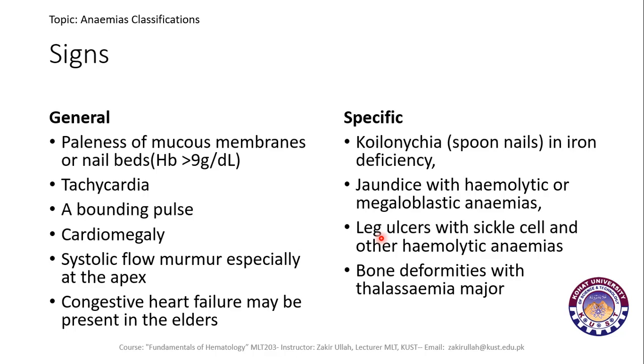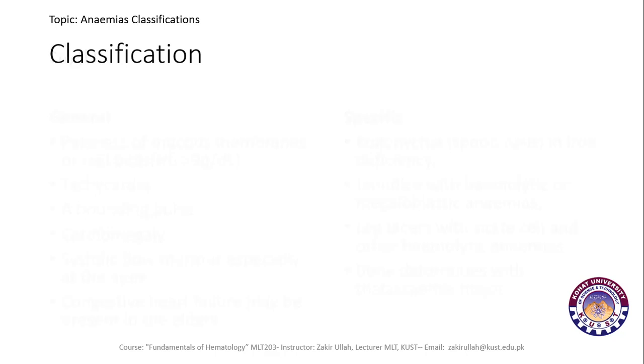Also in case of sickle cell or hemolytic anemia, leg ulcers are also present, and in case of thalassemia major, bone deformities or disturbances in the bone also occur. So these are the list of signs that occur during the anemias.